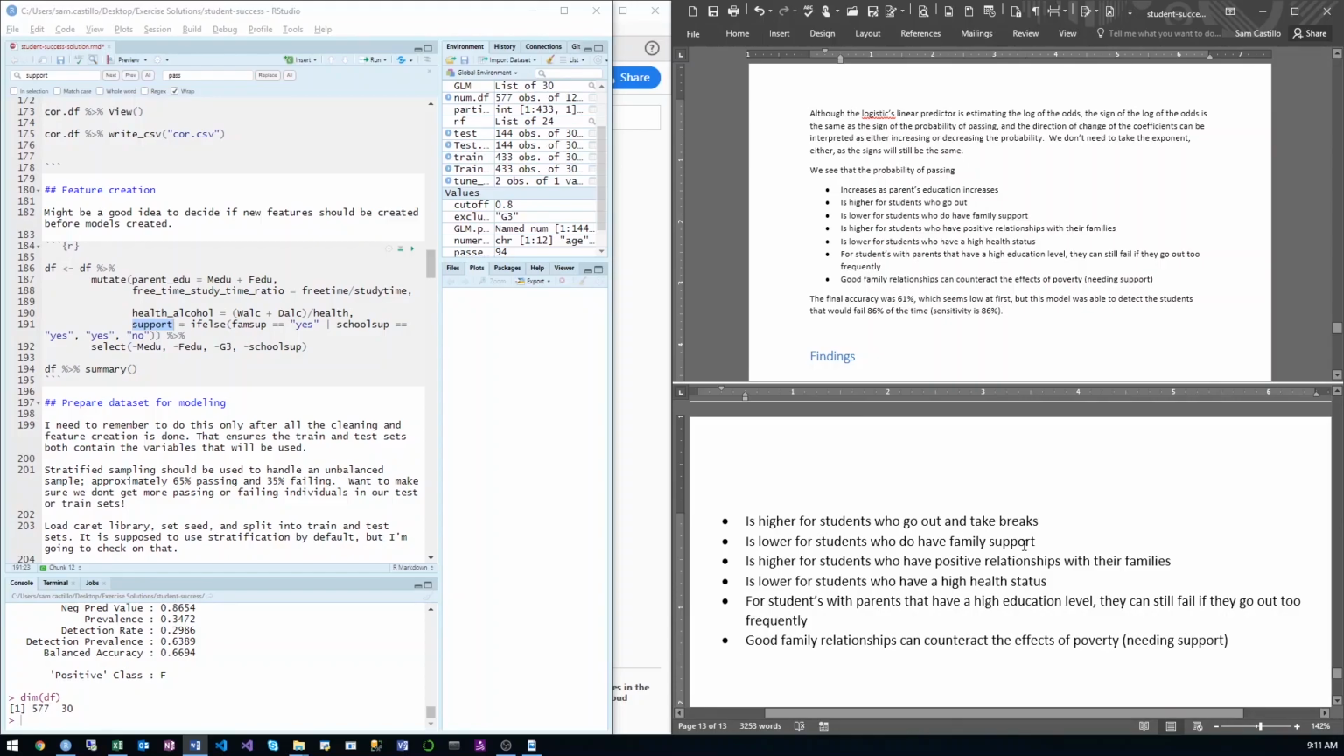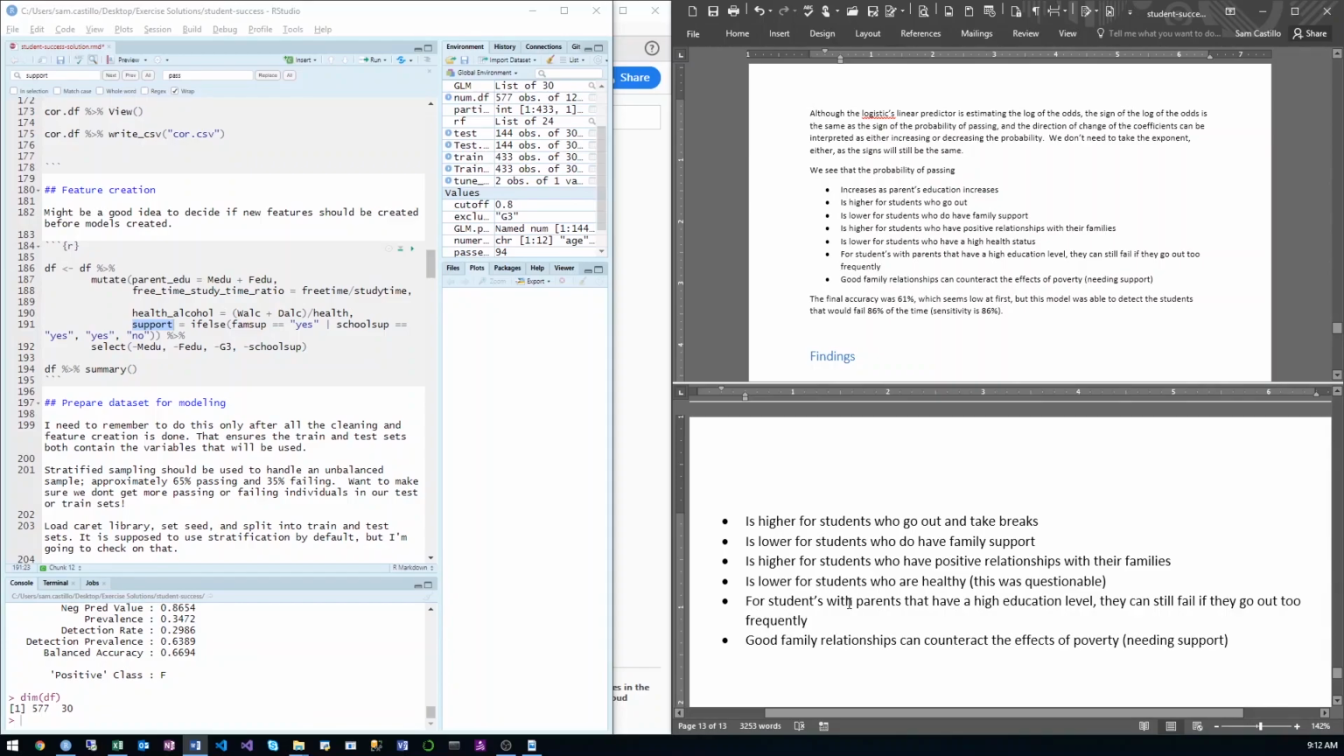Student performance is lower for students who do not have family support, higher for students who have positive relationships, and lower for students who have a high health status, who are healthy, which is counterintuitive to me. But again, it's too late to change this. I'll just say this was questionable.